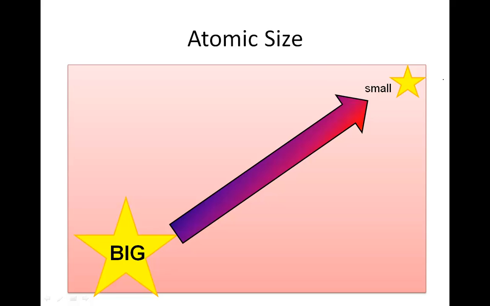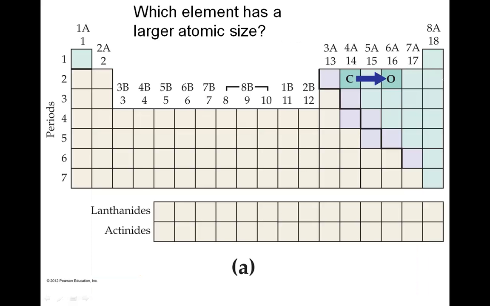Okay, so let's practice a little. Which element has a larger atomic size, carbon or oxygen? Another way of saying it is, which one's closer to the top right of the periodic table? Oxygen. Since oxygen is closer to the top right-hand side of the periodic table, it's going to be smaller. So that means carbon is larger than oxygen. Okay. What about lithium and potassium? Potassium's closer to the bottom left-hand side of the periodic table, so potassium has the larger atomic size.